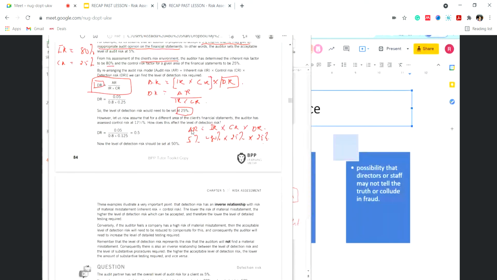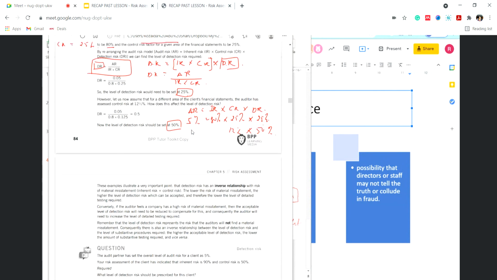Okay, assume that the auditor has assessed control risk at 12.5%. So half, they reduce half, 12.5%. Now your detection risk becomes 50%. So when you reduce to half here, 12.5%, it will become 50%. Okay, 50% here. So what does it mean? Okay, what does it mean?